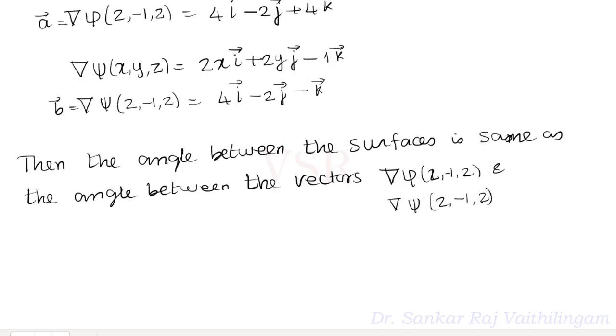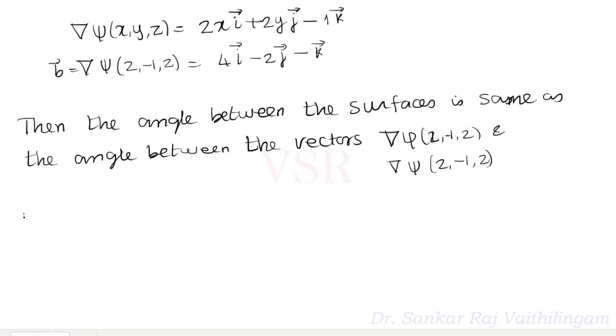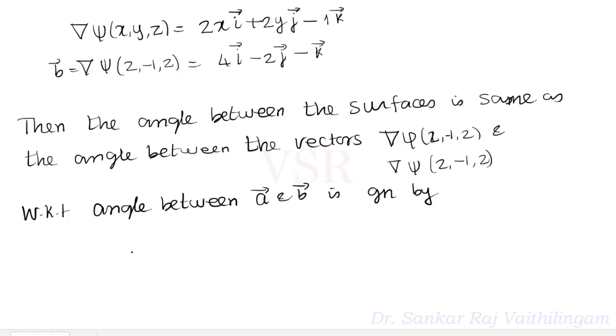But for the angle between these two vectors we know the formula. The angle between a vector and b vector is given by cos theta, which is equal to a vector dot b vector divided by modulus of a vector into modulus of b vector. It is nothing but converting these two into unit vectors. So from this I am going to find the unit vectors.